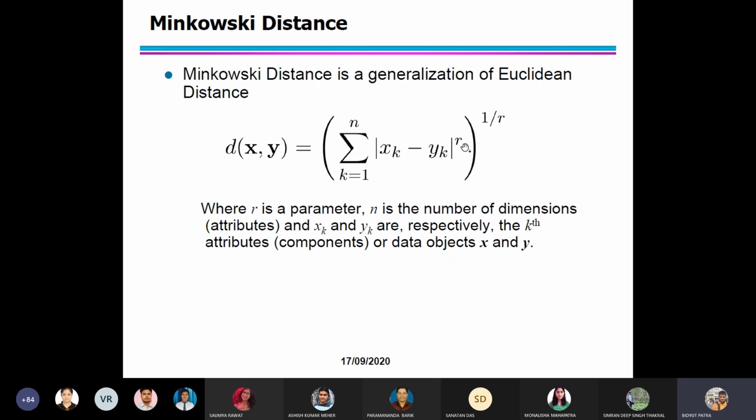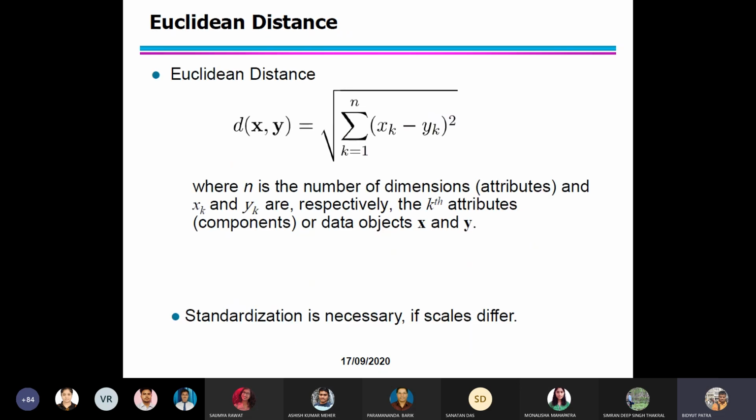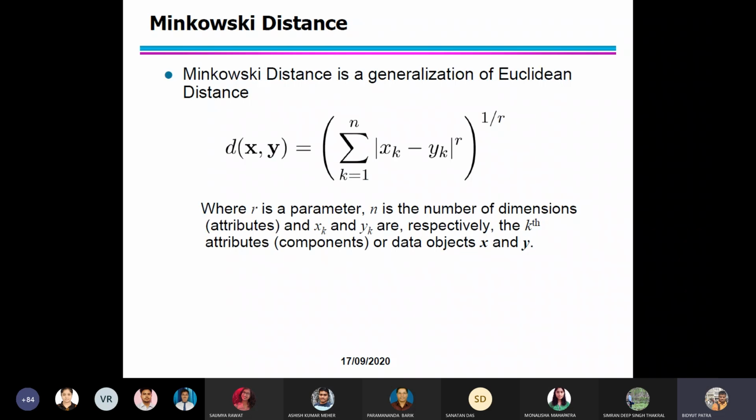But if you put any value of r instead of square in the earlier equation, here instead of square, if I put 1 or 3 or 4, whenever we change it here, so instead of square root, we'll take the other values also. Okay, 1 by 2, 1 by 3, 1 by 4, and so on. So if r equal to 1, then we only take the absolute differences, and then you just add it, and then you will get the distance.